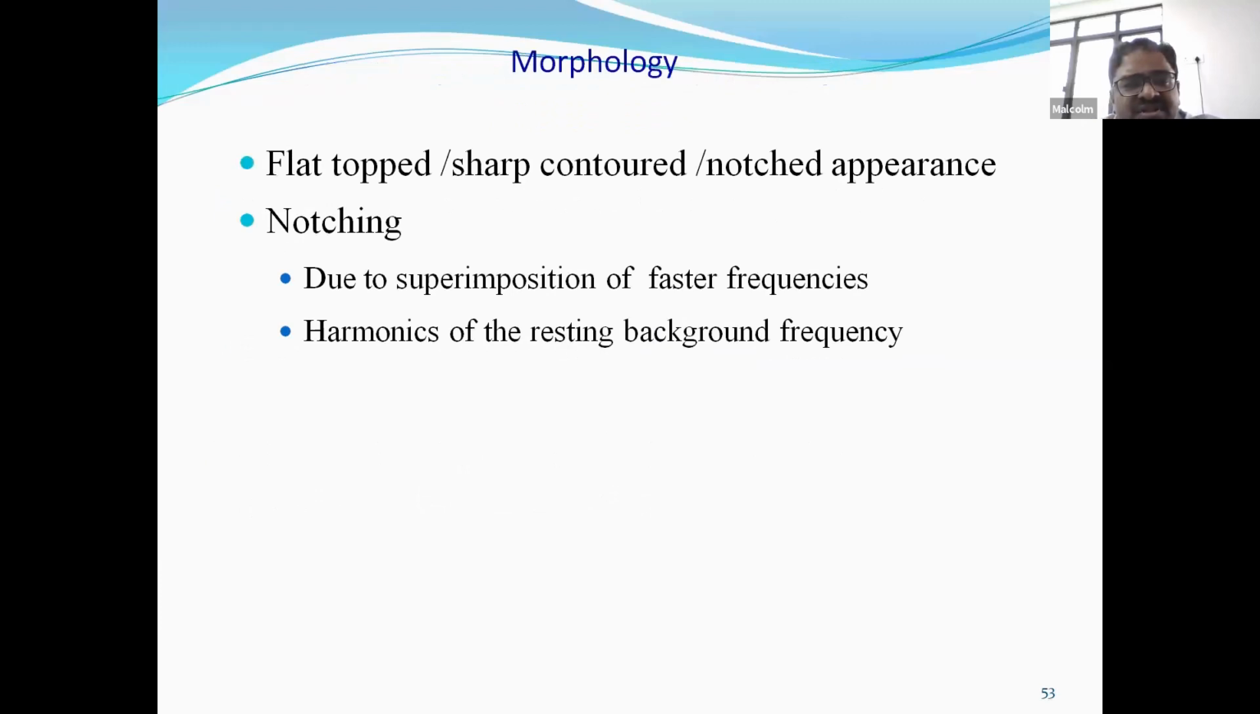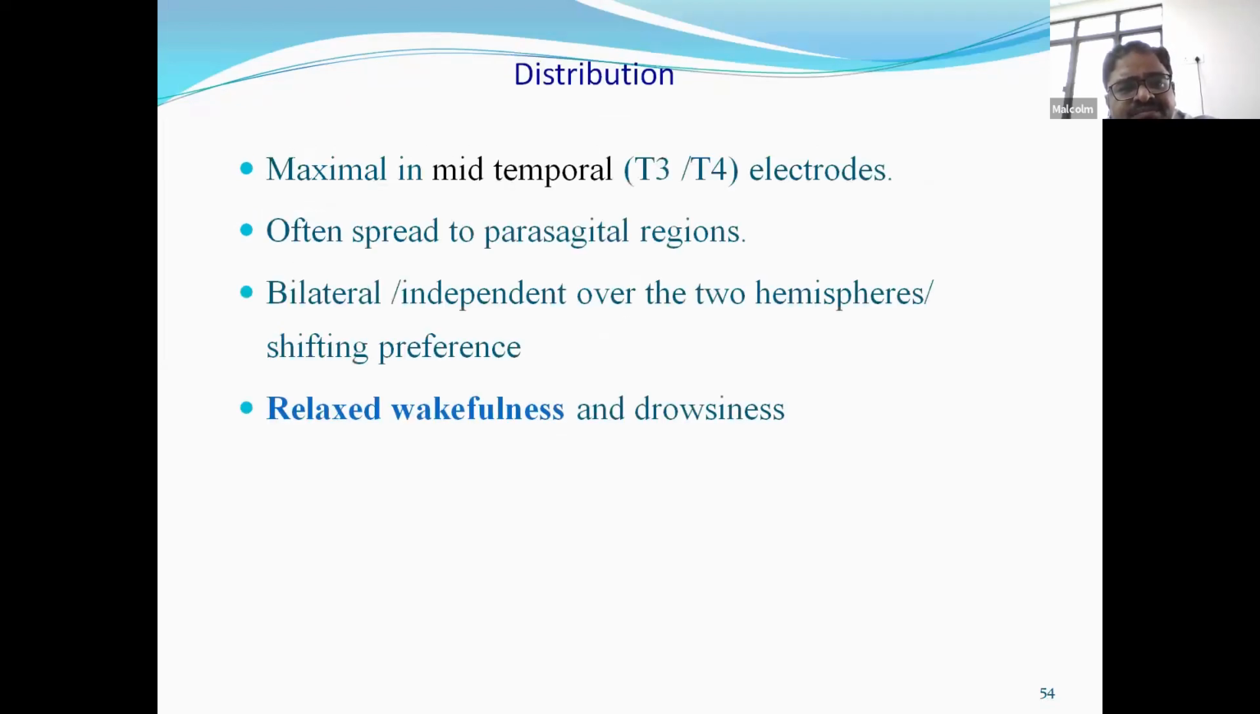With regards to the morphology, it is flat-topped, sharp-contoured, or has a notched appearance. The notching is due to the superimposition of faster frequencies or due to the harmonics of the resting background frequency. The distribution is maximally seen in mid-temporal electrodes, often spreading to the parasagittal regions. It can be bilateral but independent of the two hemispheres with a shifting preference, and it appears during relaxed wakefulness and drowsiness.